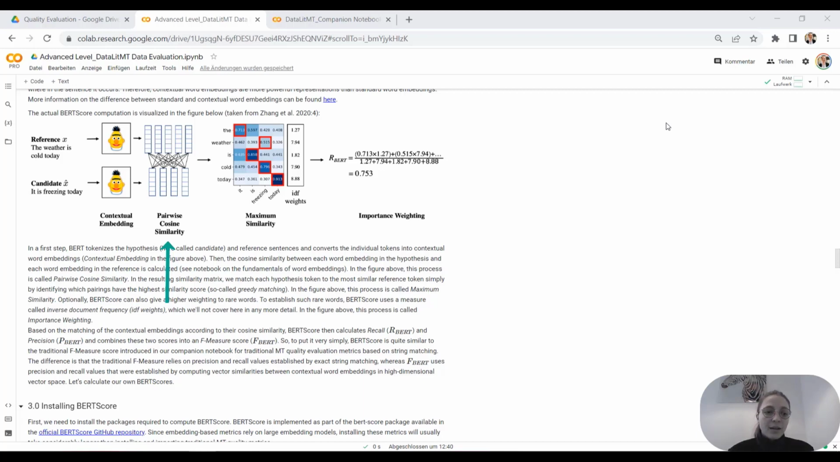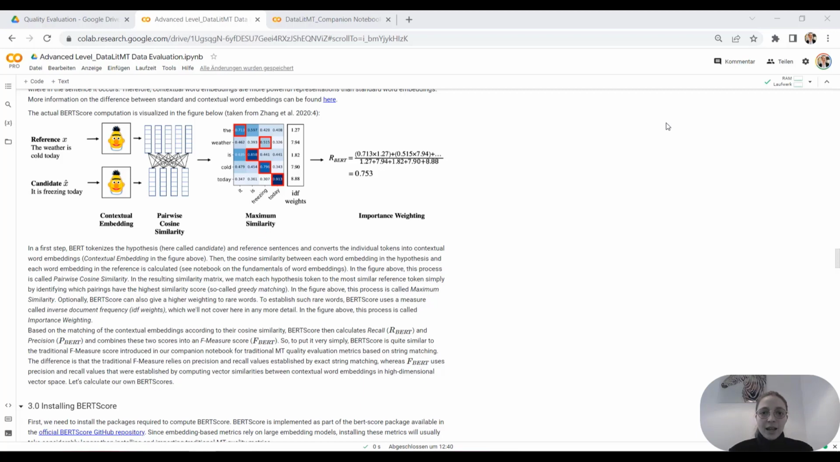And here the step is the one where it says pairwise cosine similarity. And then we have the similarity matrix, which we can see here as maximum similarity that I just talked through in a bit more detail, where we match the words that are the most similar. And these words get similarity scores.